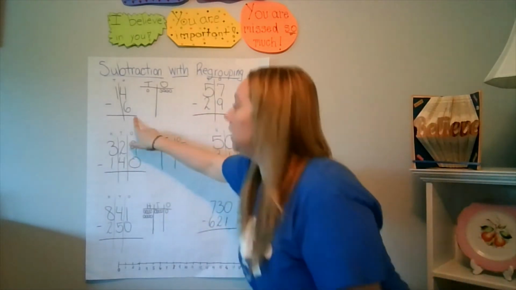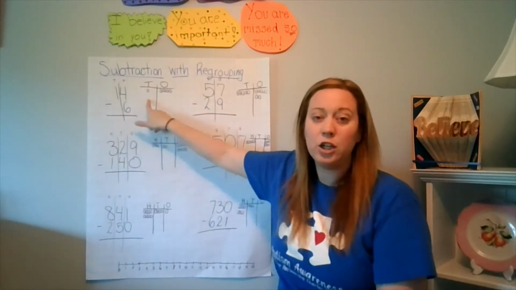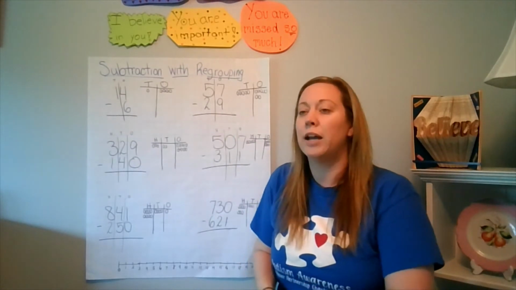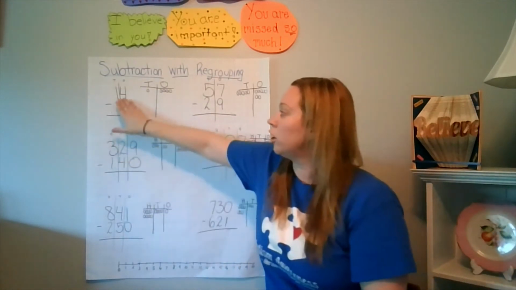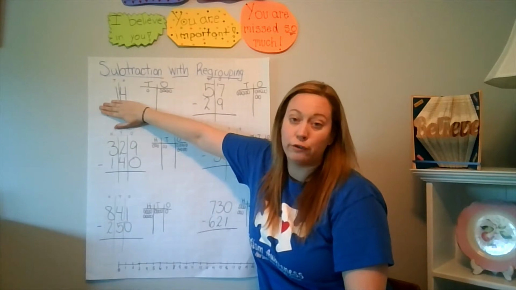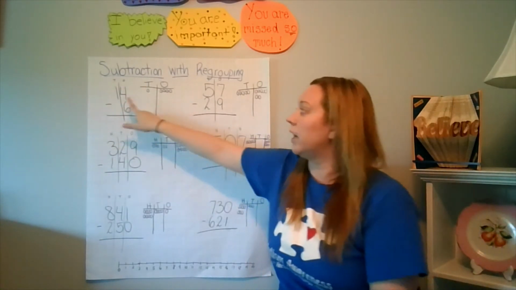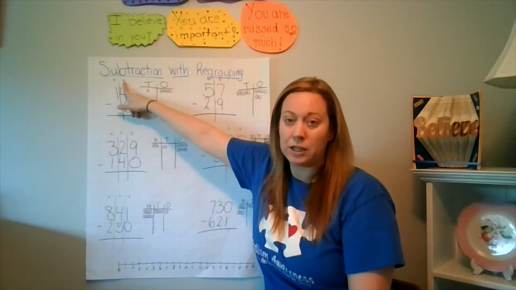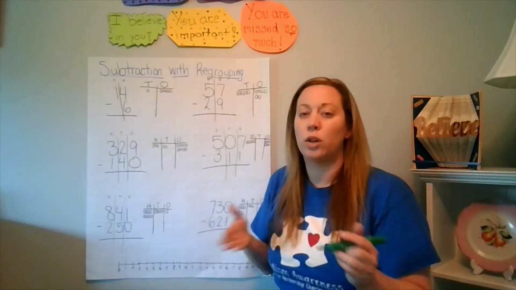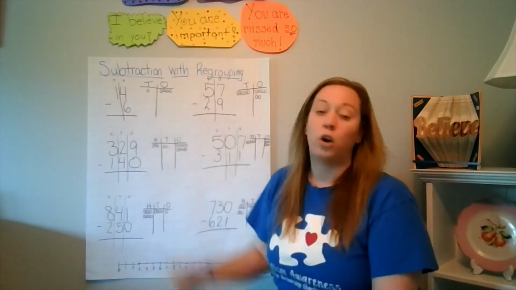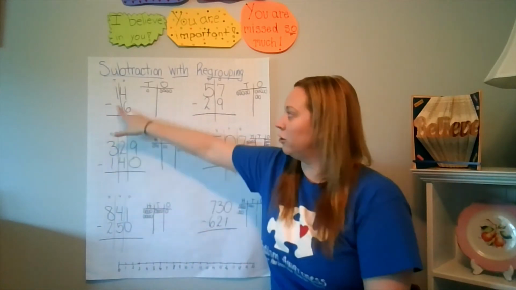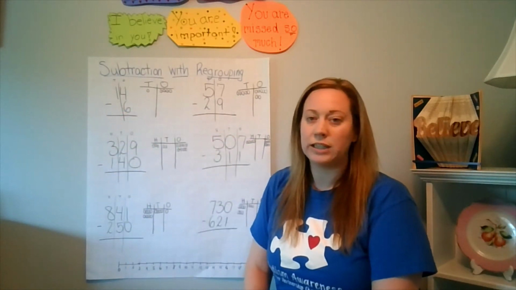So we're going to start up here. I already drew it for you for this part, but when you do it, you'll draw it. You always draw your top number. So I drew 14. 14 has 1 ten and 4 ones. I also drew your tens and ones up here, just so you're making sure that you're putting it in the right spot on your place value chart. Okay, you don't have to do this part, but I think it makes it a little easier.